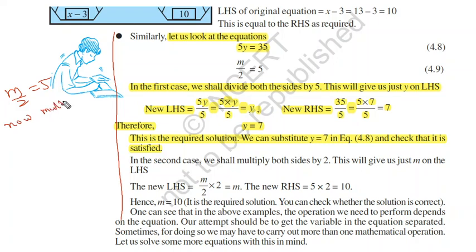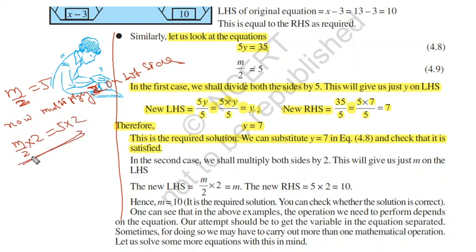Now, multiplying 2 on both sides, we will get m by 2 into, sorry, multiplying 2. You have to multiply by 2 because 2 is dividing here. You have to cancel this, 2 into 2 equal to 5 into 2. So we have to do it in a parallel way.